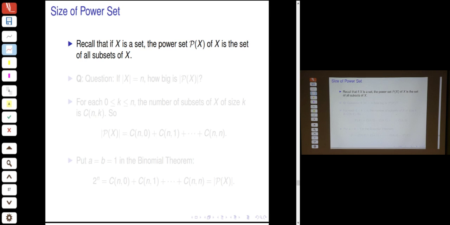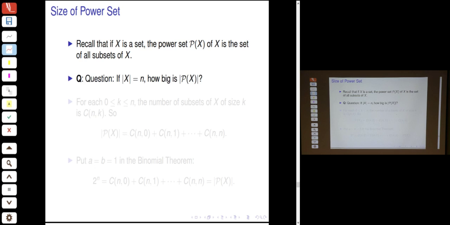apply the binomial theorem to determine the size of the power set. Remember that if X is a set, the power set, curly P of X, is the set that consists of all subsets of X. We have seen it several times, especially in the Cantor theorem. We know that even for infinite sets, the power set is larger, and so on and so forth.